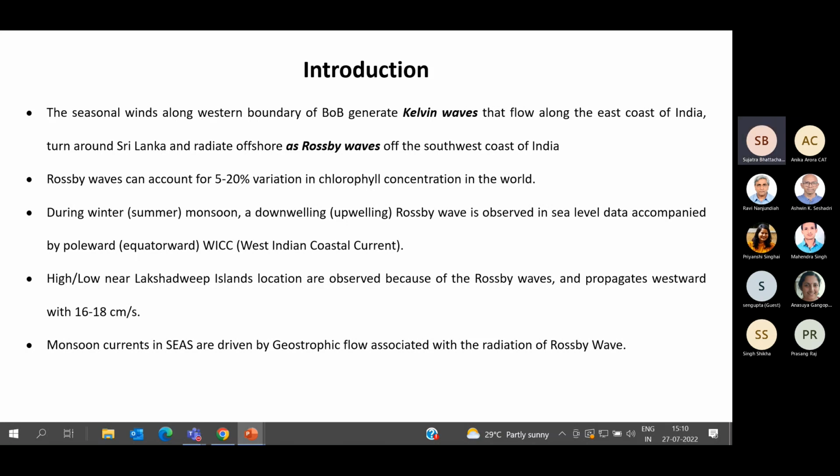During winter monsoon, a downwelling Rossby wave is observed in the sea level data accompanied by the poleward West Indian coastal current. While in the summer monsoon, the Rossby wave is upwelling and the WICC flows equatorward. The highs and lows near the Lakshadweep Islands are observed because of the Rossby waves, and these Rossby waves propagate westwards with a speed of approximately 16 to 80 centimeters per second. So the monsoon currents in the southeastern Arabian Sea are driven by geostrophic flow associated with these radiated Rossby waves.